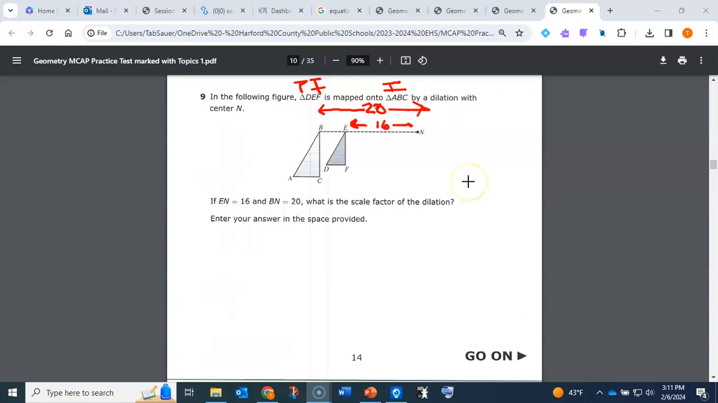So the way we can find that scale factor, remember scale factor we usually represent with lowercase k, and it's always equal to the image over the pre-image. In this case, the image distance would be going to ABC, so that would be 20, over the pre-image distance, which would be 16. And then just to divide that out, and again, this is in that non-calculator section, so you would have to do it like this.